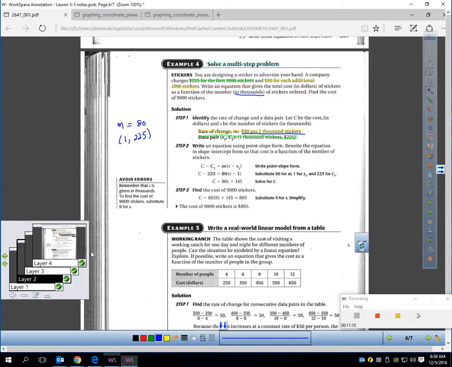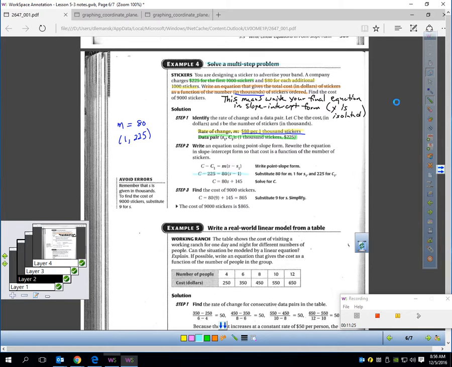Well, before I put that up, let me just highlight. Next, can you see here in the book, they plugged 80 in for slope, and they plugged in the point 1, 225. Now, there's one last thing I have to go through with you on this.